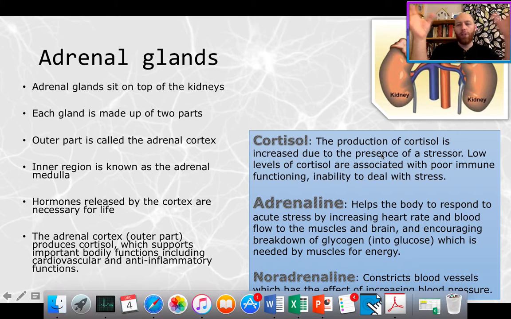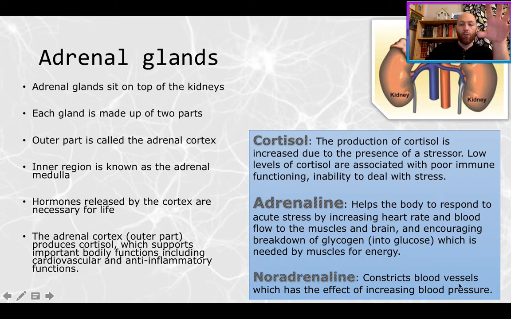Adrenaline. Adrenaline is one you're very familiar with. It's a rush you get when you've perhaps experienced a fright or you are on a roller coaster or something. It's thrilling. It helps the body respond to an acute stressor by increasing heart rate and, as a result, blood flow to the muscles and brain, and encouraging breakdown of glycogen into glucose, which is needed for providing energy to muscles. Noradrenaline constricts blood vessels, which has the effect of increasing blood pressure.